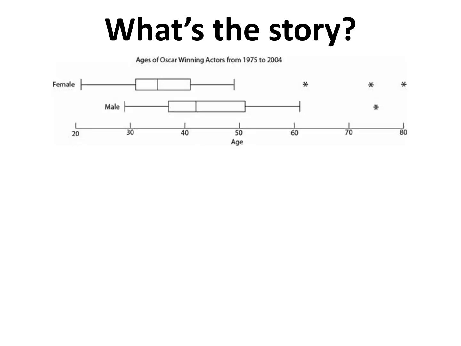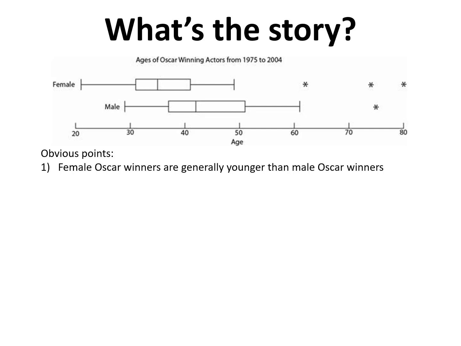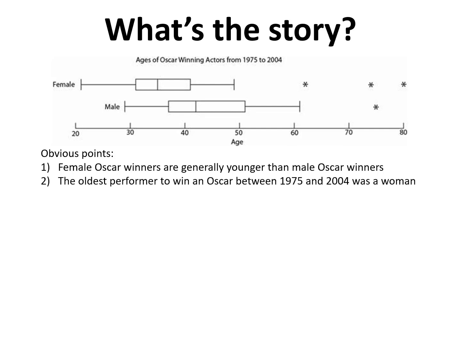And we'll start with a dual box plot, comparing the ages of male and female Oscar winners between 1975 and 2004. The obvious points are the ones you would have been expected to notice at GCSE. Female Oscar winners are generally younger than male ones, but on the other hand, the oldest performer to win between 75 and 04 was in fact a woman.